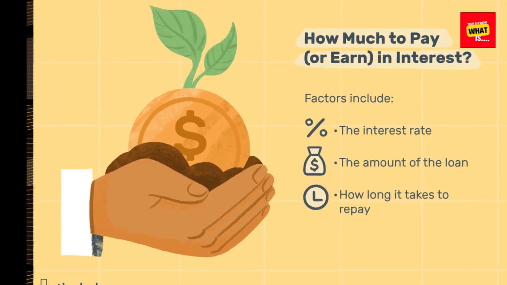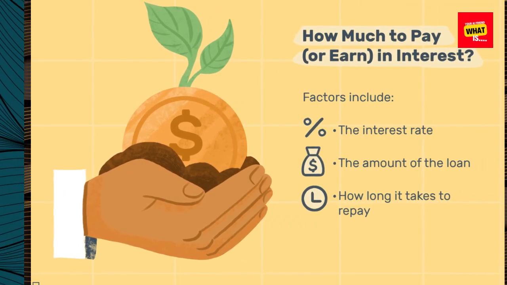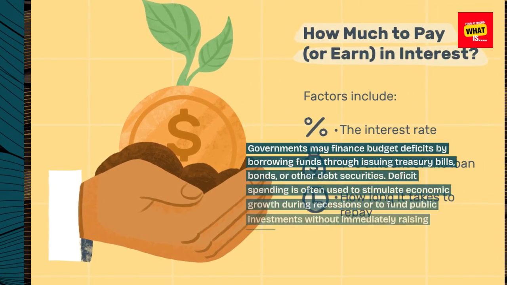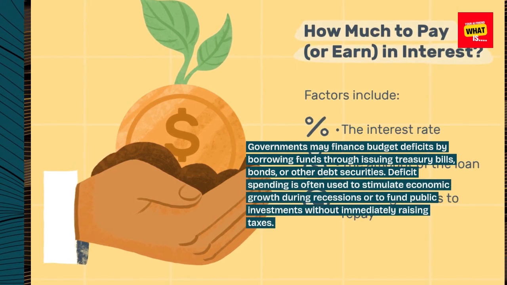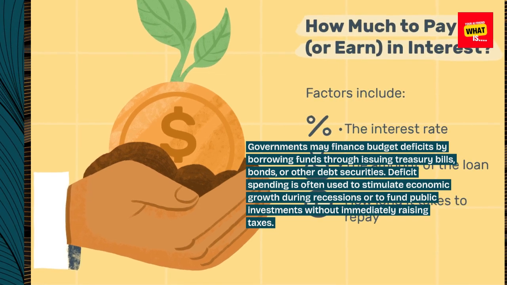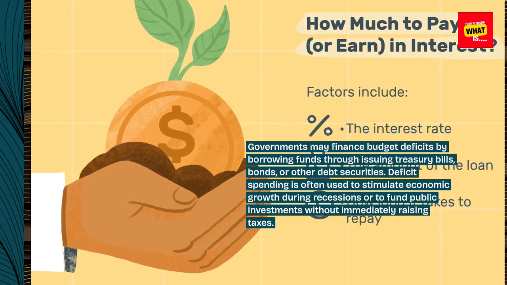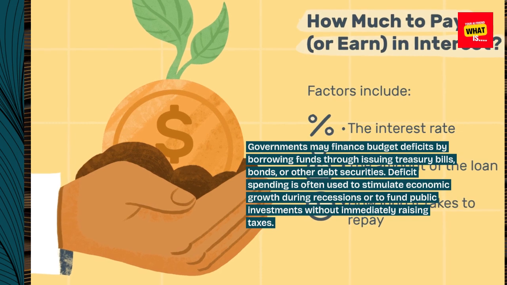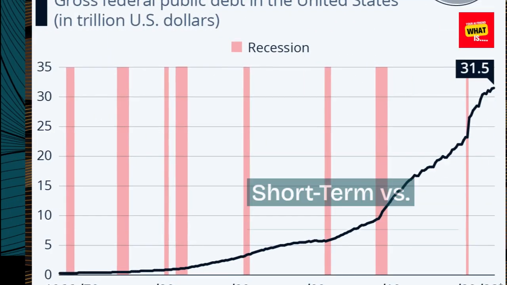Implications and financing. Governments may finance budget deficits by borrowing funds through issuing treasury bills, bonds, or other debt securities. Deficit spending is often used to stimulate economic growth during recessions or to fund public investments without immediately raising taxes.